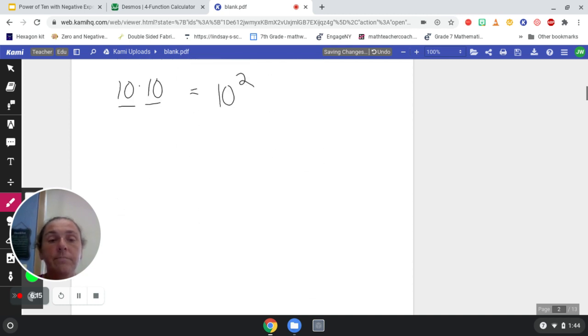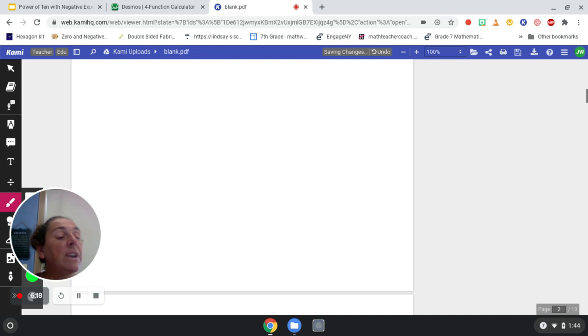Okay? Now, let's look at some with the negatives. Let's say I have 10 to the negative 2. Remember, there are all kinds of ways I can write this. I can write it as a fraction. I can write it as a reciprocal using a positive exponent. I can write it in expanded form. Or I can write it as a decimal. So first, I'm going to write it as a reciprocal using a positive exponent. So I'm going to flip it and make that positive.